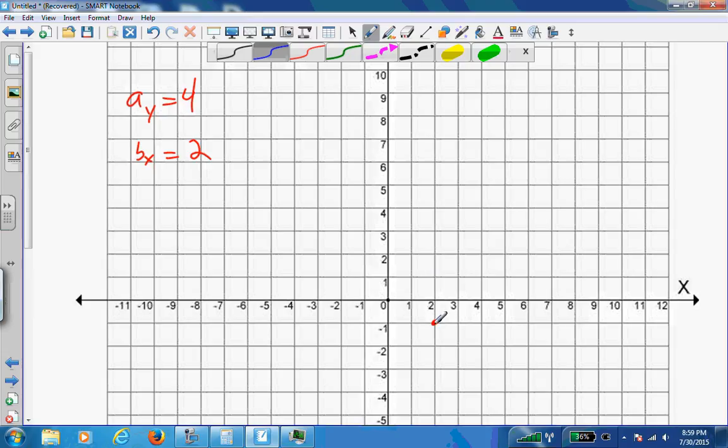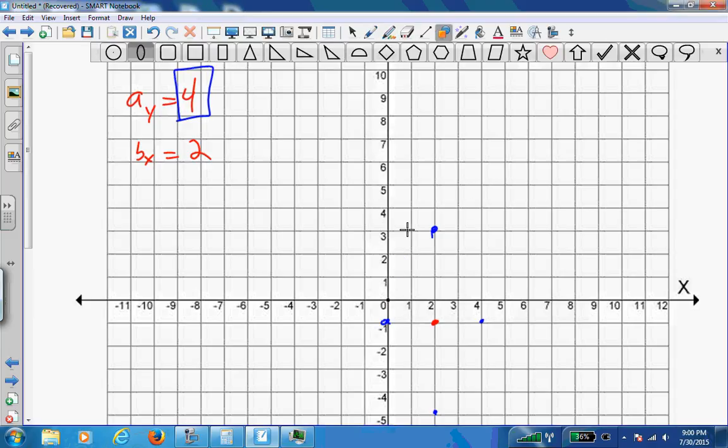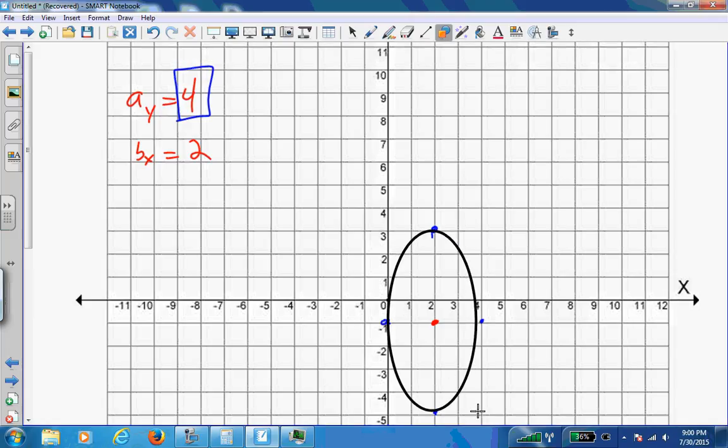So if this is the center of our ellipse, then this number tells us how far up and down we go from the center. So we go up 4 and down 4. This number tells us how far left and right we go from the center. So our ellipse, in fact, let's just sketch it. Our ellipse looks like that.